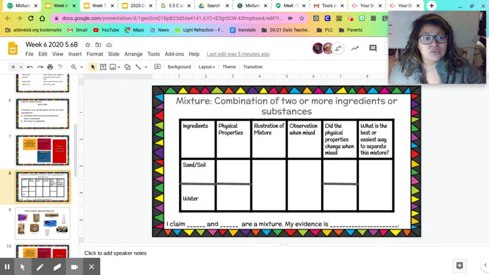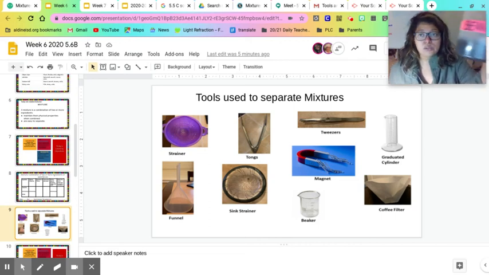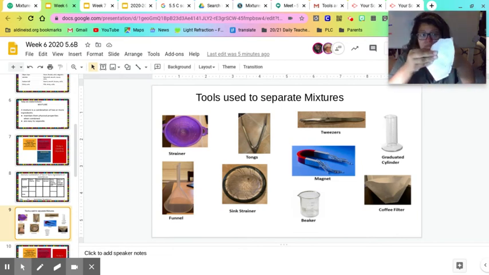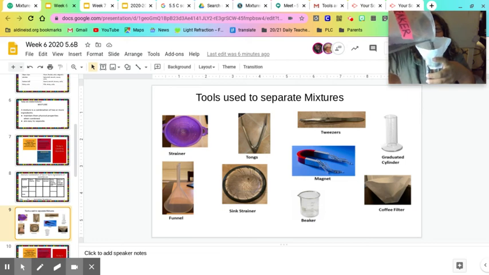What is the best or easiest way to separate this mixture? So let's go back to our tools. What can I use that's going to help me separate my water from my soil? Well, I'm going to use a coffee filter. So we might think of our parents or somebody making coffee. And it's very similar. So I'm going to pour my mixture here. And I'm going to be very careful.